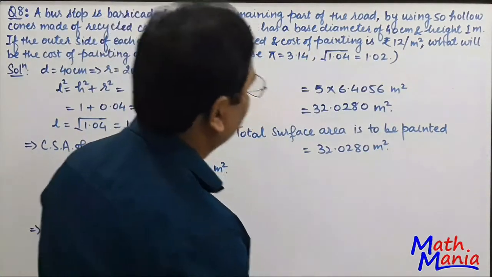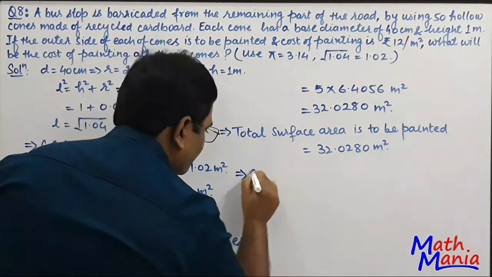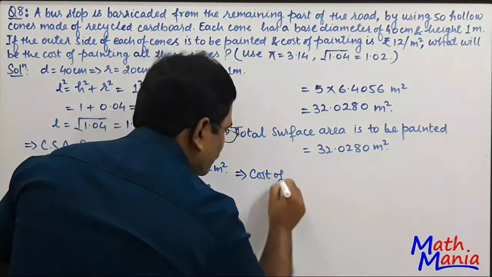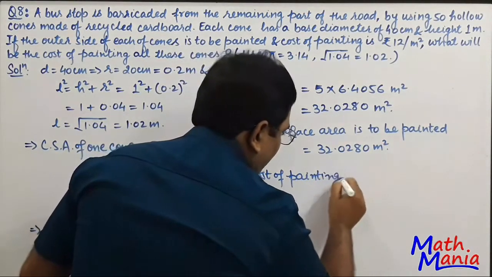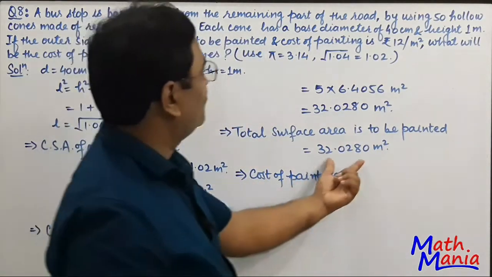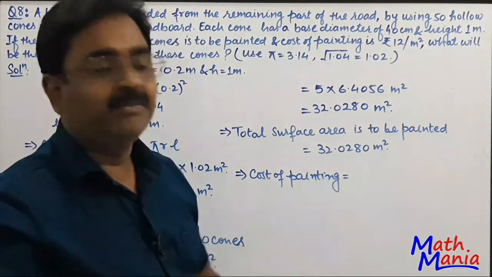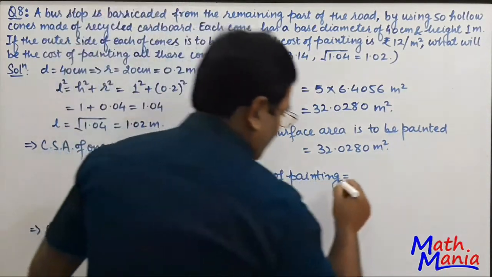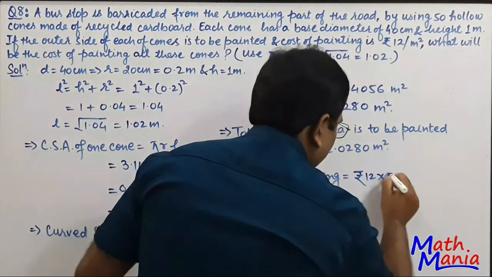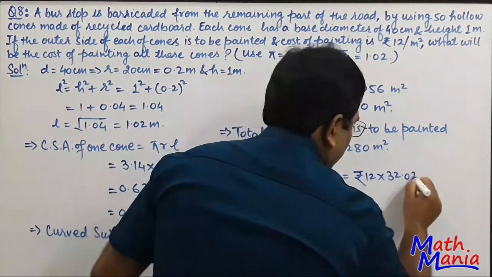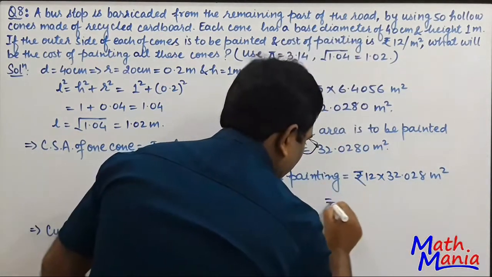So cost of painting is equals to this multiplied by rupees 12. Why? Because the rate of painting is rupees 12 per meter square of 1 meter square. So it is equals to rupees 12 multiplied by 32.028 meter square. So let's multiply it.